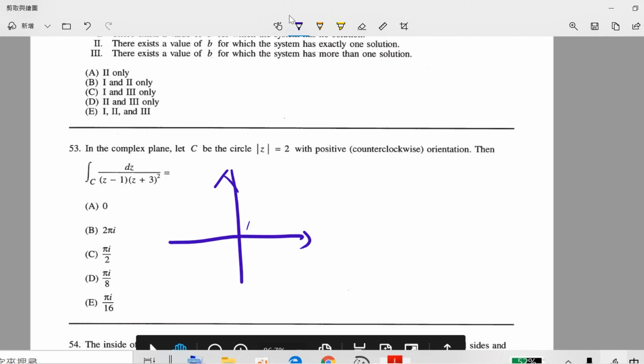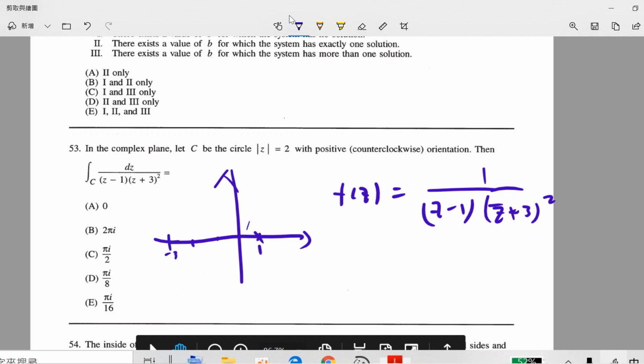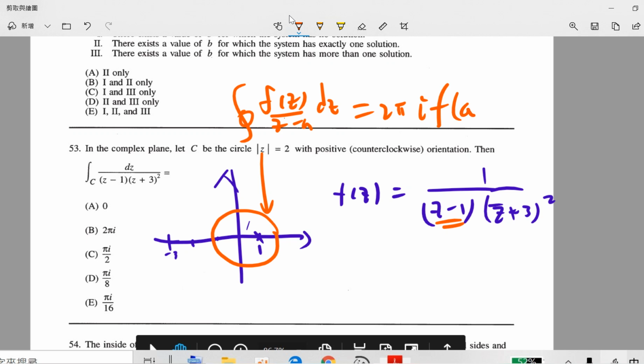So the function f of z is equal to 1 over (z minus 1) times ((z minus 3) squared plus 3 squared). So we have this is a pole, this is a pole. And the integrand is 0, so it's here. So the answer is just the standard residue integral, because we only have the simple pole. Luckily, right? So this is 2 pi i f of a. So the answer is 2 pi i.